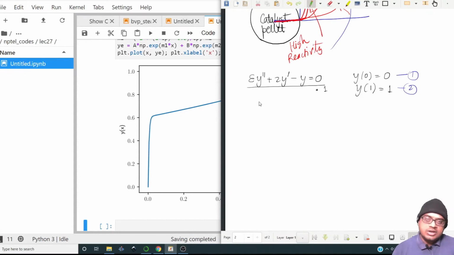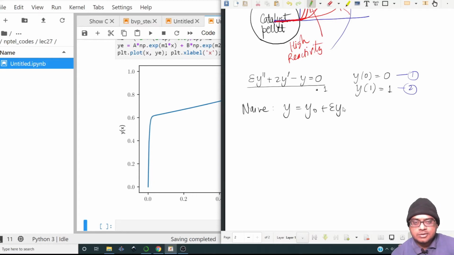So let us do the naive perturbation that we did in the case of regular perturbation. Let me consider y0 plus epsilon y1 plus so on, in the hope that this particular sequence converges. Let me substitute this over here. So what do we have? Epsilon y0 double prime plus epsilon square y1 double prime plus so on.